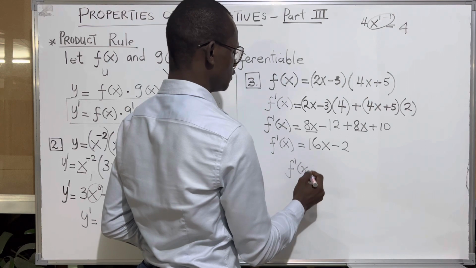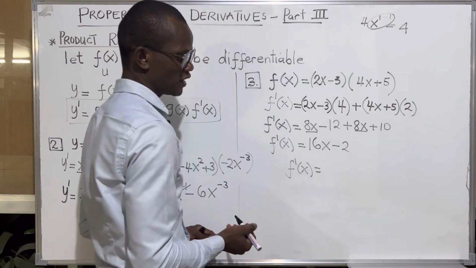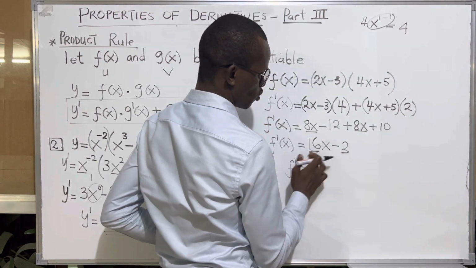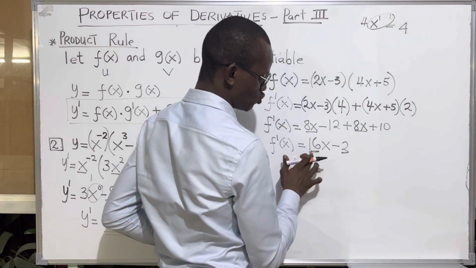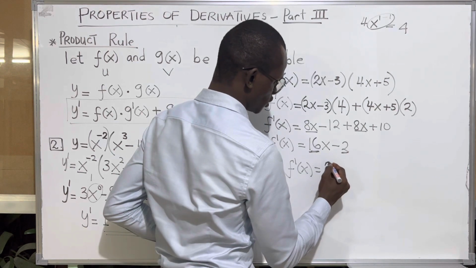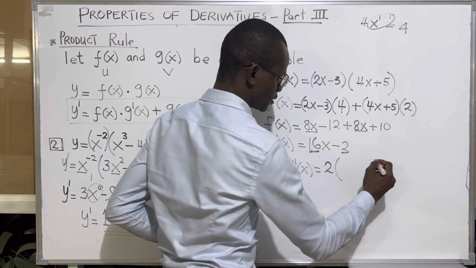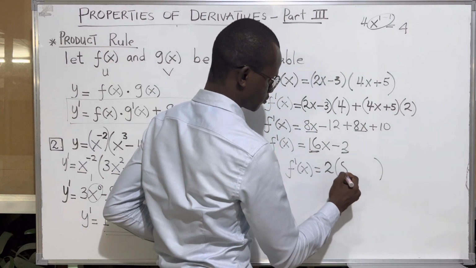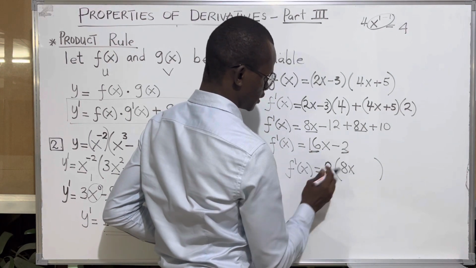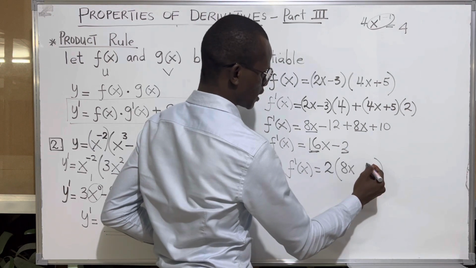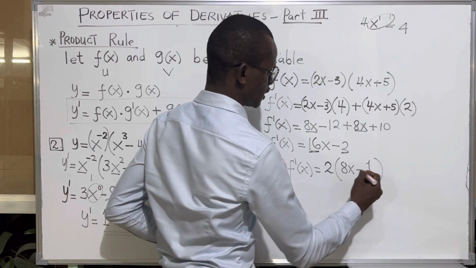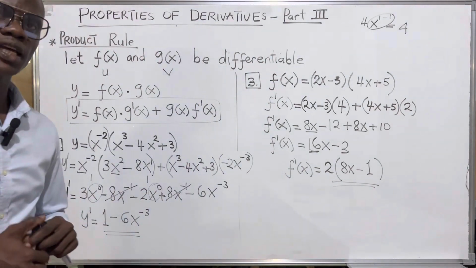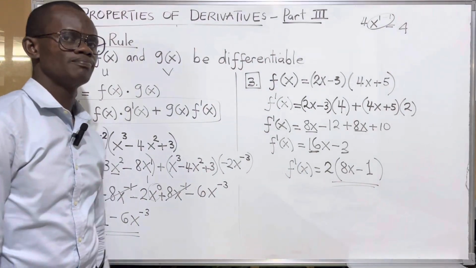We can leave it here, or we can further simplify. 16 and 2 have a common factor. 2 goes into itself and 2 can also go into 16. So we bring the 2 outside and open parentheses. Then 2 goes into 16 8 times, x, and 2 goes into 2 1 time. So it's like saying 2 times 8x minus 1. Thank you. See you in the next video.